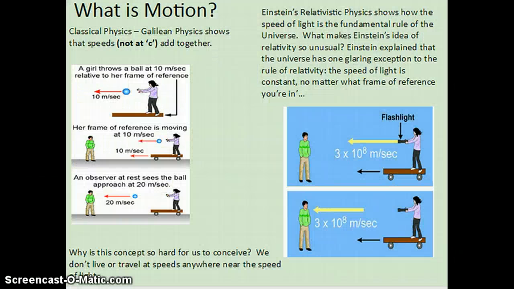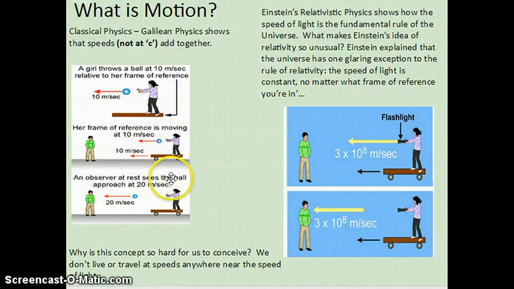So we can look at that in a similar way if we have somebody standing on a cart with wheels. If this girl here throws an object at 10 meters per second to the left, she and everybody observing this object see it moving at 10 meters per second. However, if the cart with wheels is moving at 10 meters per second, then an outside observer is going to view the ball moving at 20 meters per second, right? Because her frame of reference is in motion.